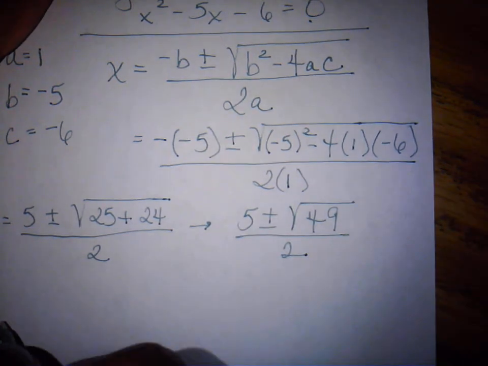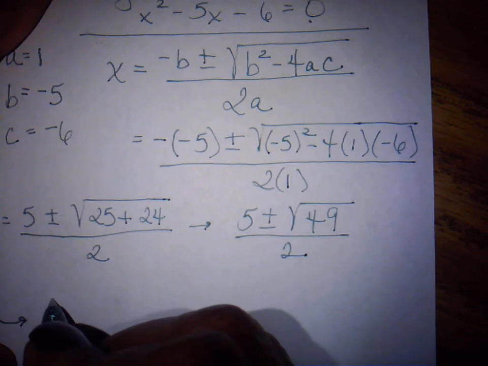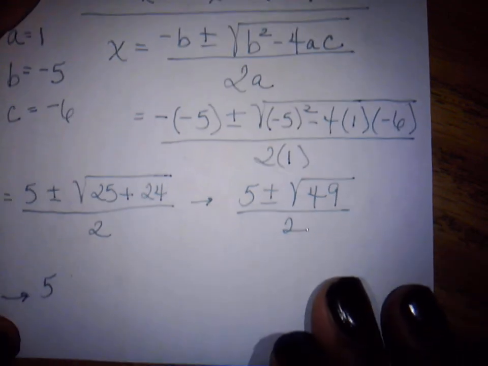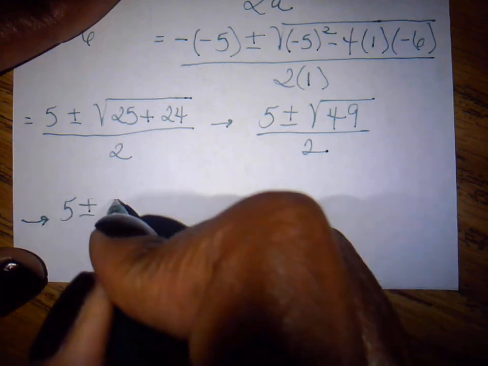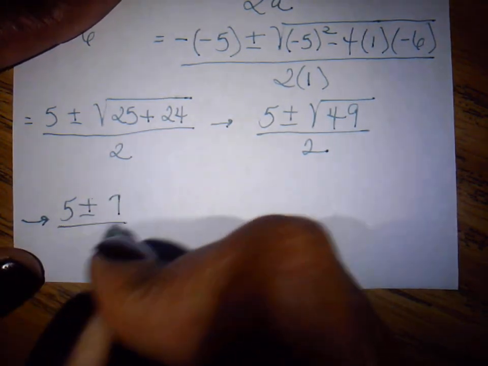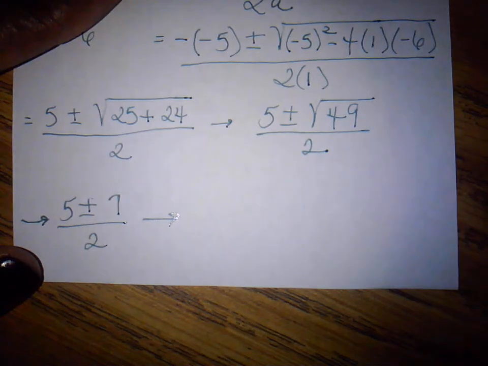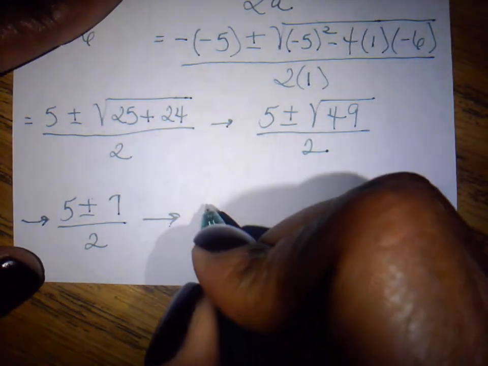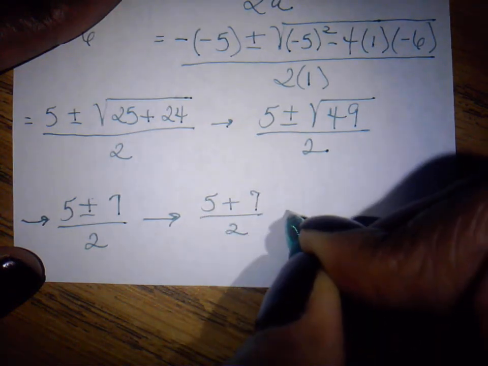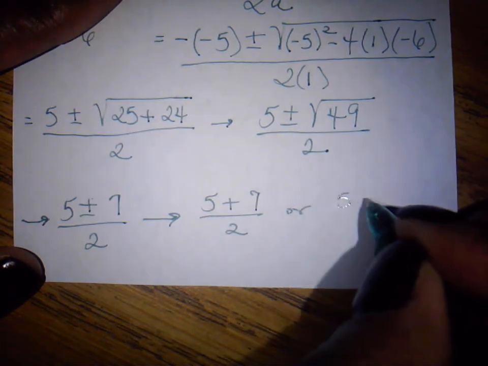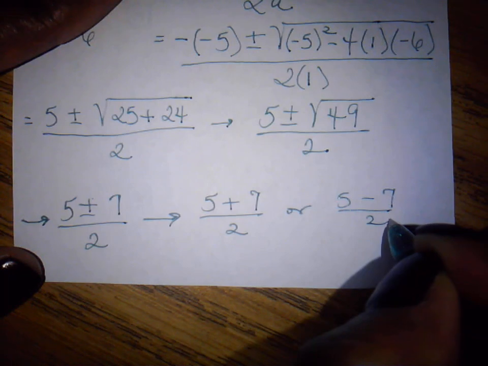Okay, and then let's come here. We have 5 plus or minus 7 over 2. So that means that I have two answers. Either my answer is 5 plus 7 over 2 or 5 minus 7 over 2.